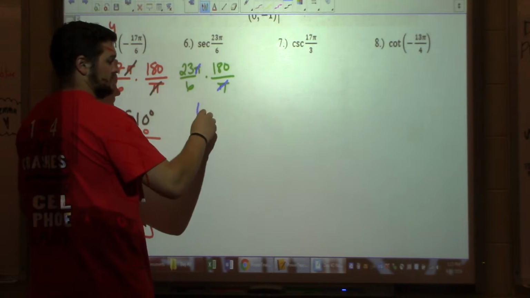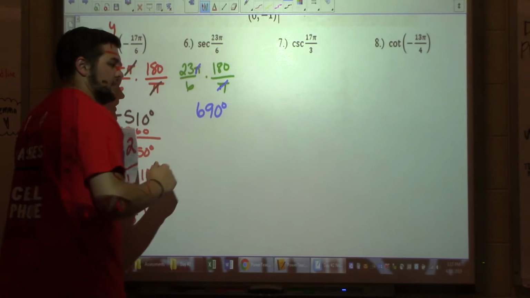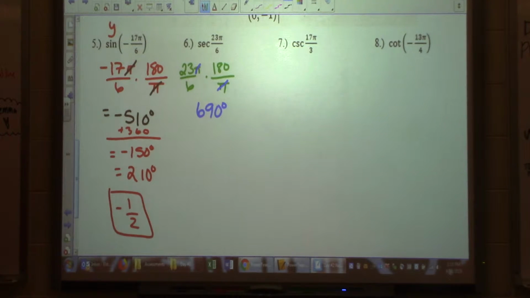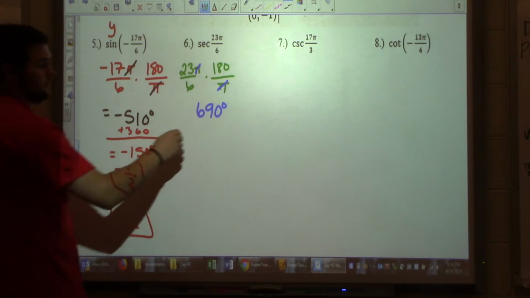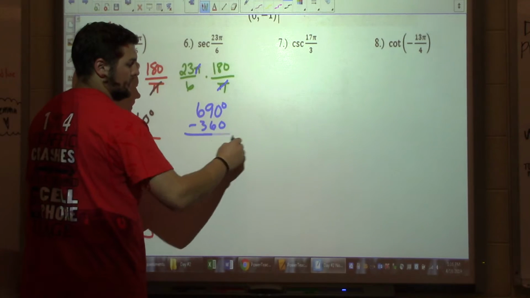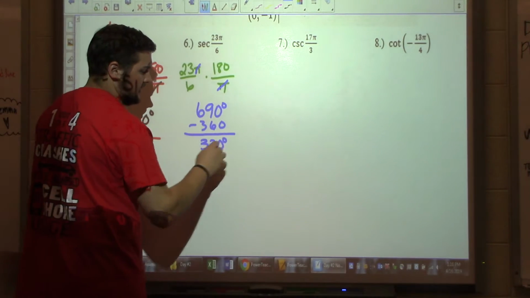690 degrees? So 690 degrees. Once again, that's more than all the way around the circle once, so I'm going to take 360 degrees off of it. We're left with 330 degrees.